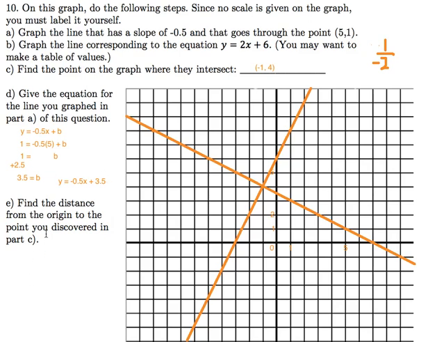Now the last question in part 10. Find the distance from the origin. Remember where the origin is, guys? That's this funny little point down here. 0, 0 are the coordinates. Find the distance from the origin to the point you discovered in part C, which up here we know that's minus 1 and 4. So this is asking you to do a little bit of the old Pythagorean theorem, right?